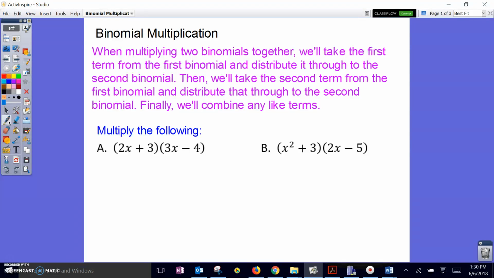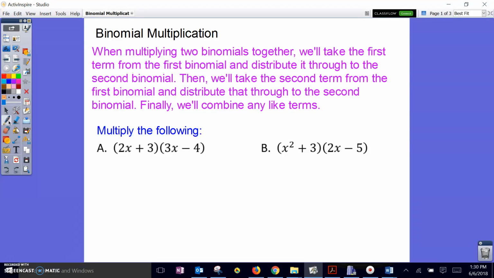It says here when we multiply two binomials together, we're going to take the first term from the first binomial and distribute it through to the second binomial. Then we're going to take the second term from the first binomial and distribute that through to the second binomial. Finally, we'll combine any like terms that exist, and that'll simplify us to the final value that we get when we multiply these two things together.